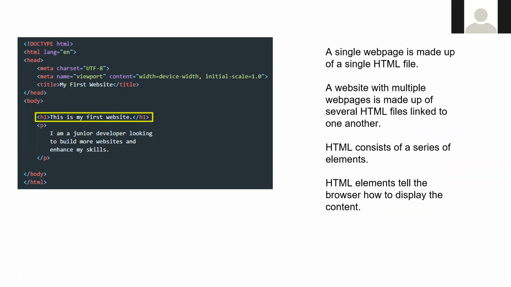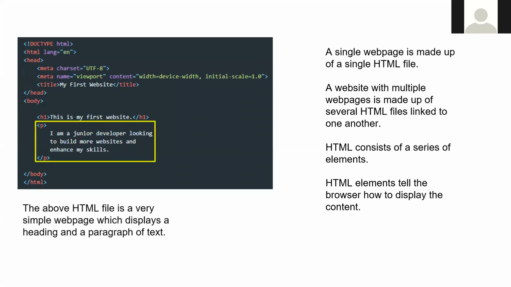So in this case, I have a header called "This is my first website," and then I also have another paragraph element. The content of this is that I'm a junior developer looking to build more websites and enhance my skills. So remember that every element starts off with an opening and a closing tag. This is very important because later in this workshop, we will modify these tags dynamically using JavaScript. So this is a simple website which displays a heading and a paragraph of text. The above, like head and HTML, are just default settings, and most of the content comes under the body elements where we'll put our content in.